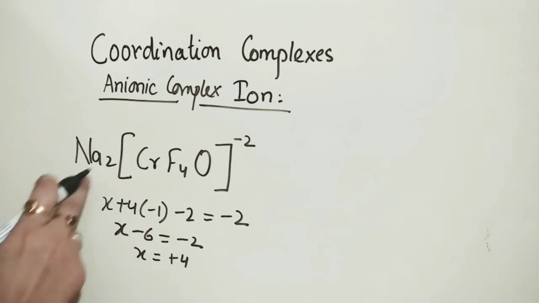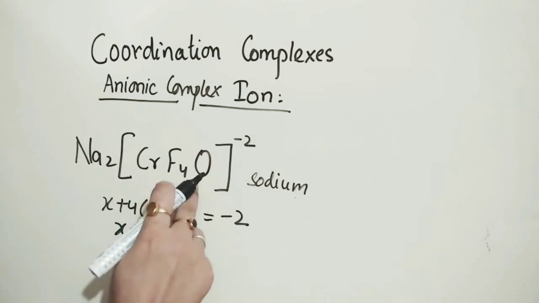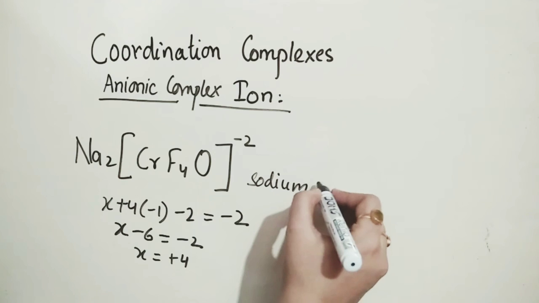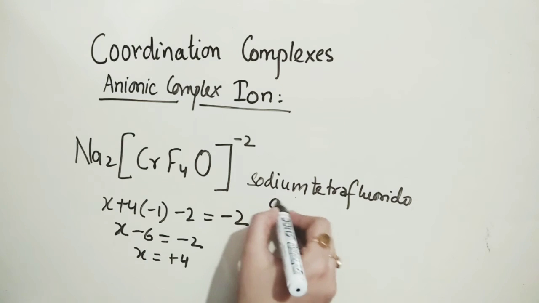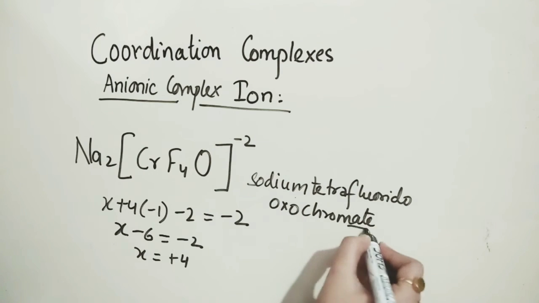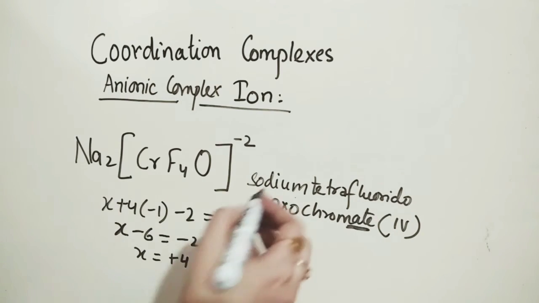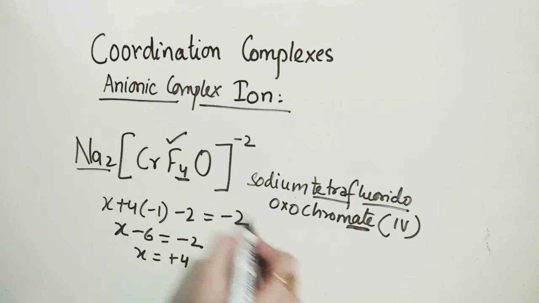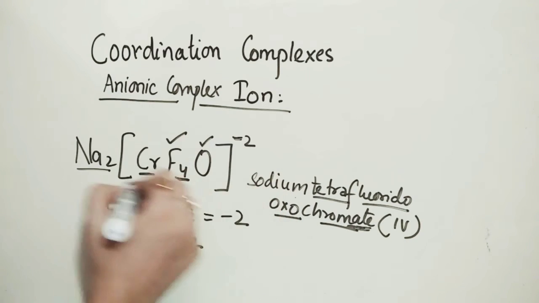So now we will start the naming from the positive side, that is sodium. Then the ligands in alphabetical order. This is fluorine, this is oxide. So this is tetrafluorido, oxo. O stands for oxo, chromate. 'Ate' was added to the chromium, and 4. So again I am repeating, sodium tetrafluorido oxo chromate, 'ate' because it is a negative complex, (IV).